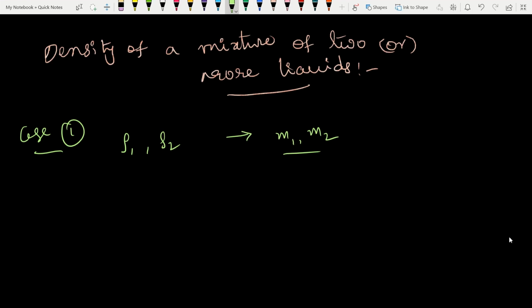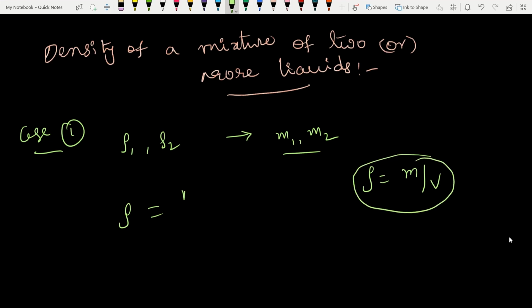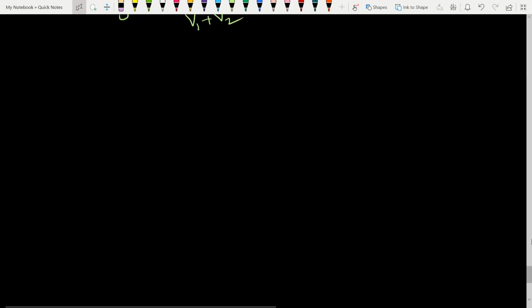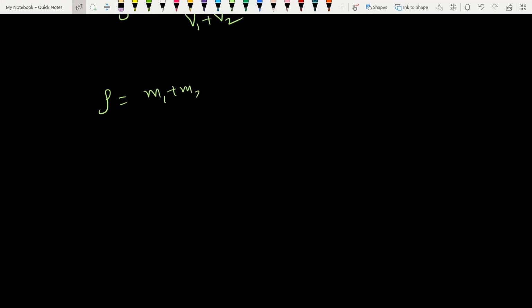The density of the mixture of liquids. So what is that? We know the formula, density equals mass per unit volume. So we use the same formula: rho equals m1 plus m2 by v1 plus v2. That is the density of the mixture of liquids.